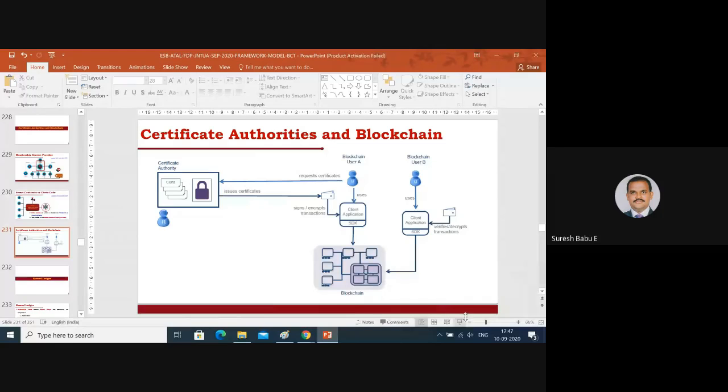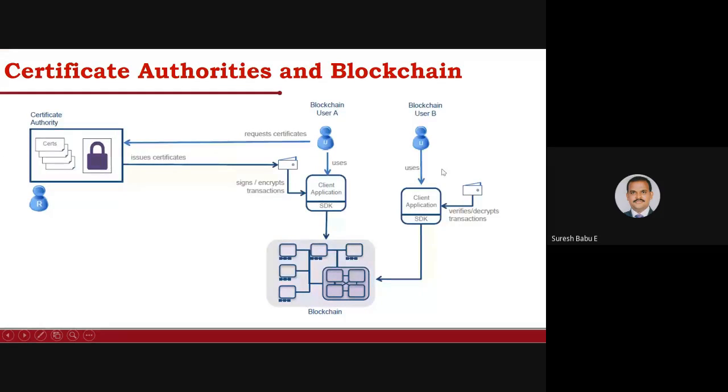Now, these are the steps which we are going to use in blockchain. First, user A requests a certificate. This is a certificate authority, which we call MSP, and this is the blockchain, and we use an SDK mechanism here. The SDK will issue the certificate to you, signed by the trusted authority. He will sign and encrypt this transaction, and it will be stored in the user A client system, which makes use of the SDK.